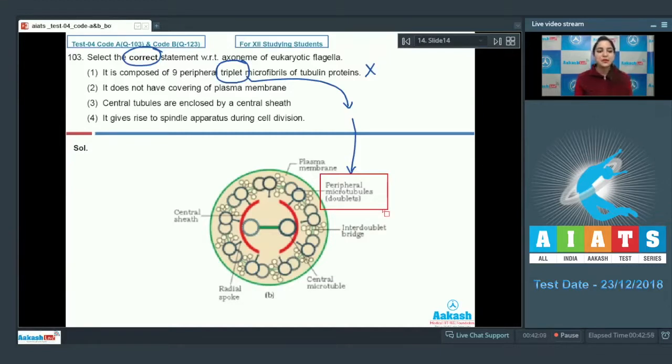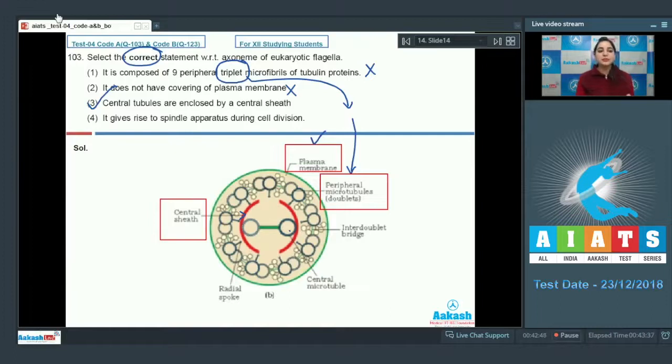Then the second statement, it does not have a covering of plasma membrane. Please see the second labeling. We have the plasma membrane present, so this is incorrect. The third statement says central tubules are enclosed by central sheath, which is right because here you can see clearly the central microtubules and they are covered by the central sheath. So the central sheath is pretty much visible here and it is correctly mentioned also. Yes, central sheath is there.